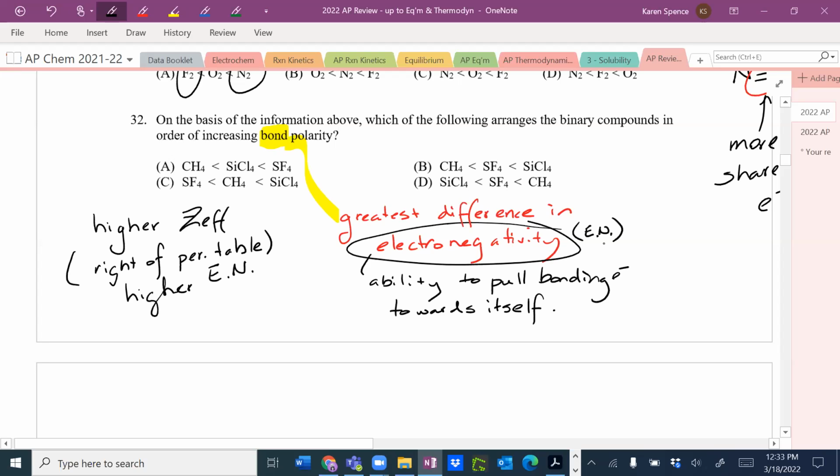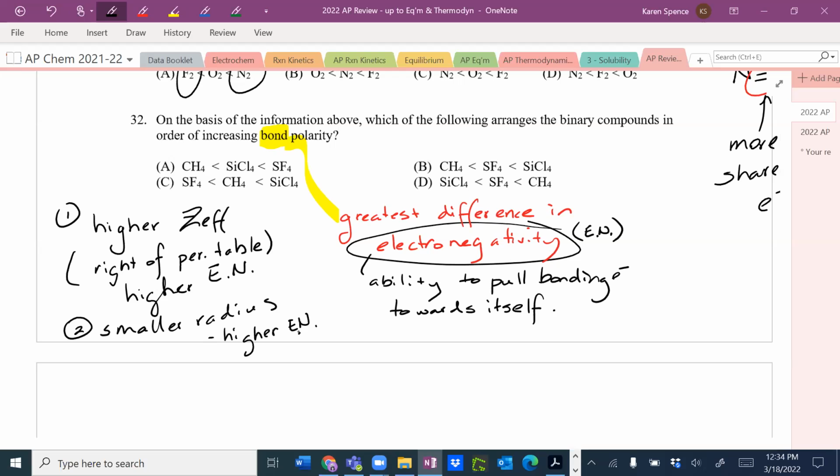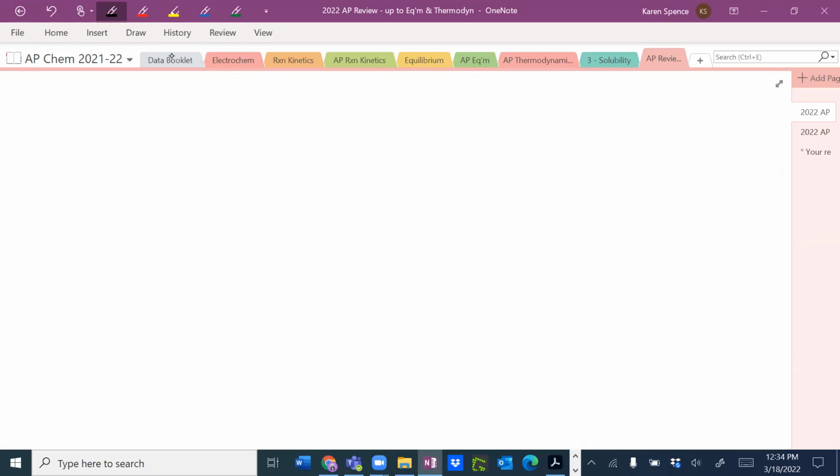If you have a smaller radius, you also have a higher electronegativity because both of those things affect the Coulombic attraction, that electrostatic force. So the higher the ZF, the stronger the force holding things together, the smaller the radius, the higher the force pulling things in, okay? So we are looking for the difference between carbon, silicon, and sulfur. So let's go look up carbon, silicon, and sulfur and see what we've got.